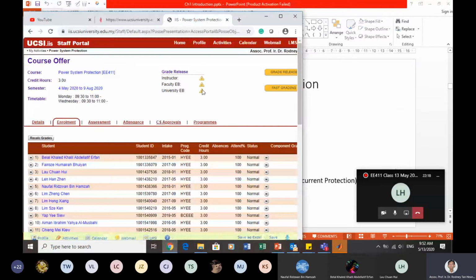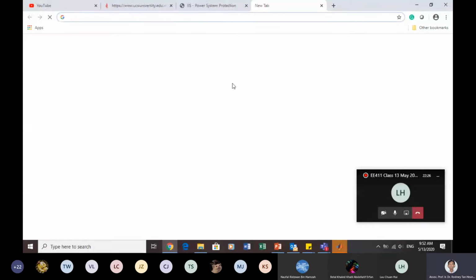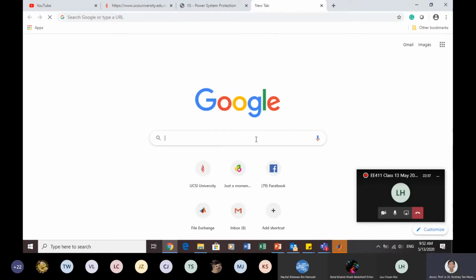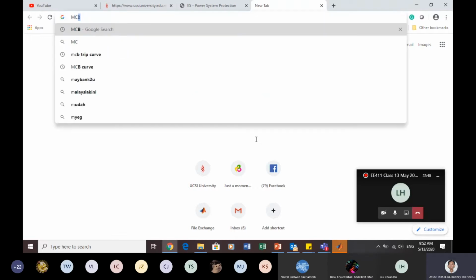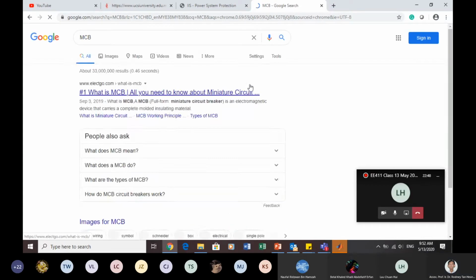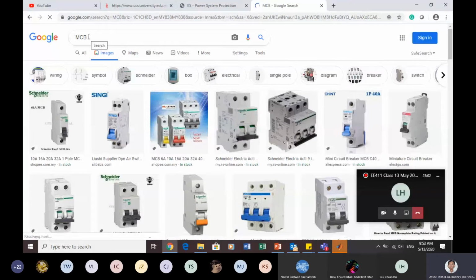So if we look at Google, I will show you how this device looks. If you type MCB, this is the common one we see. Now you can see MCB is already a standard acronym. In Google, you type MCB, and this will come up. These are all MCB.